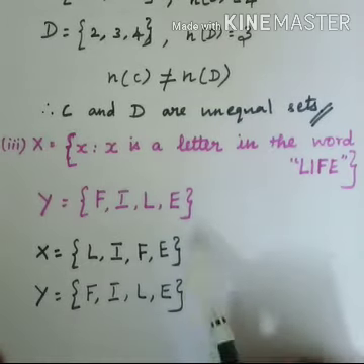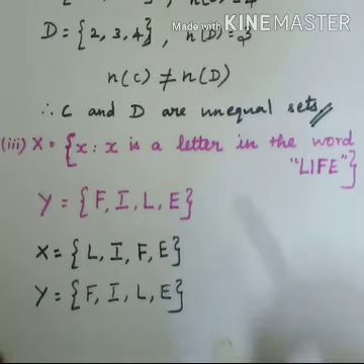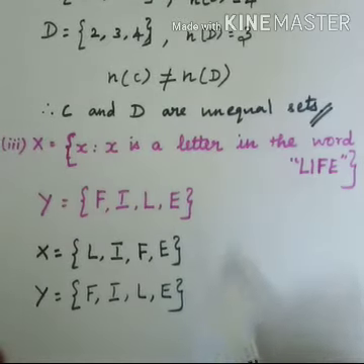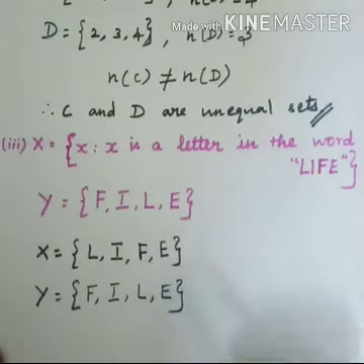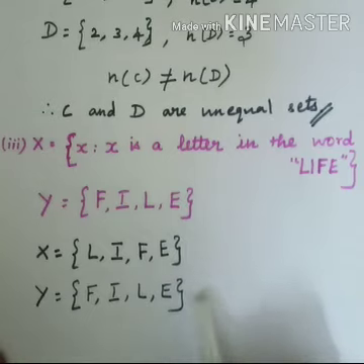If two sets have exactly the same elements, then we can say the two sets are equal sets, isn't it? Therefore, X and Y are equal sets. These two sets are also equivalent sets. Why are these two sets equivalent sets?